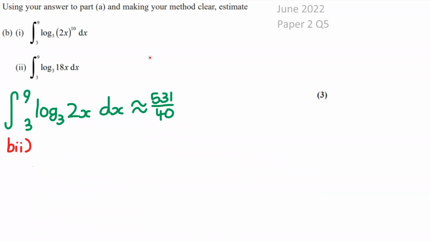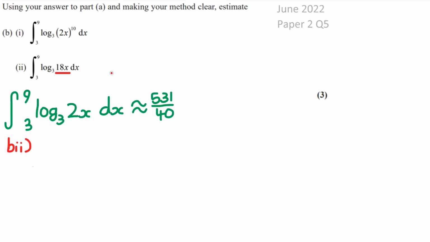Okay, and then for the second part of B, we need to find an estimate for the integral between the same limits of 3 and 9 of log base 3 of 18x. And like before, we want to rewrite this so we have this term present, and therefore we can sub it out for the 531 over 40. And the key to this again is to use the laws of logarithms.